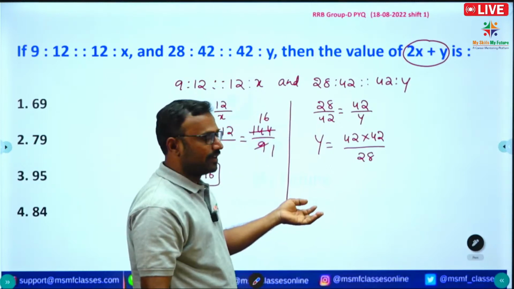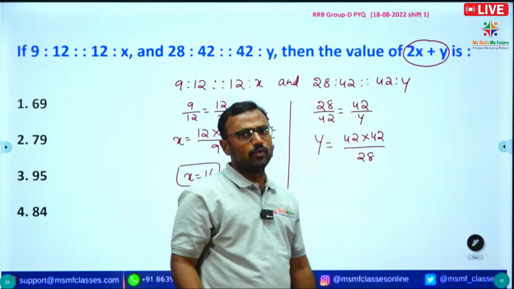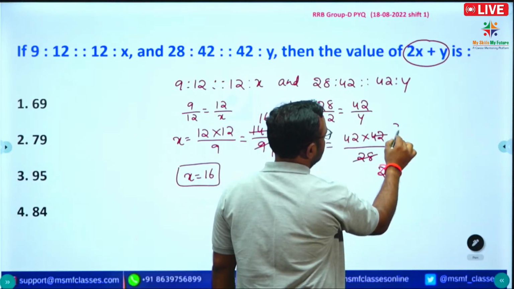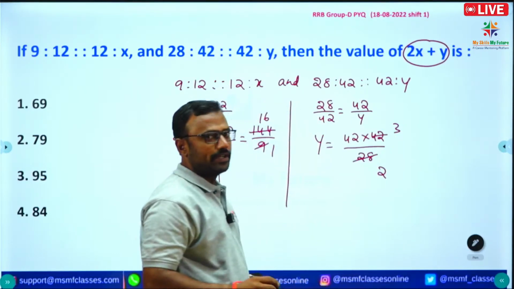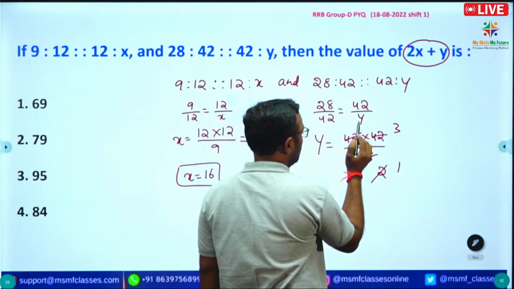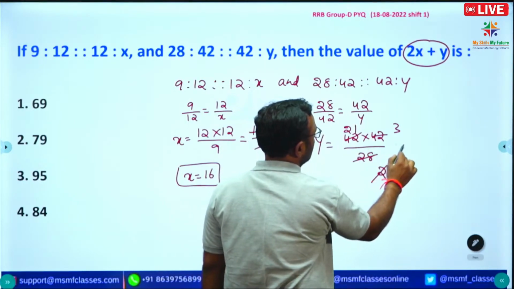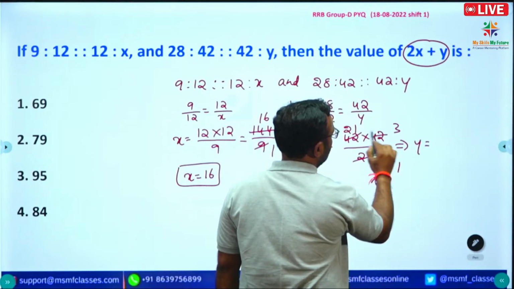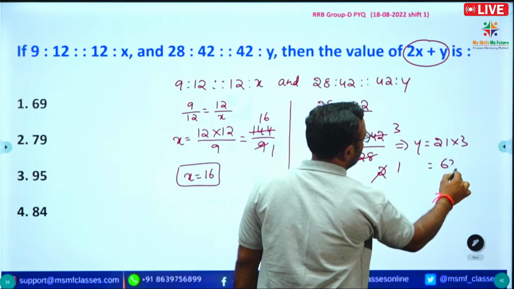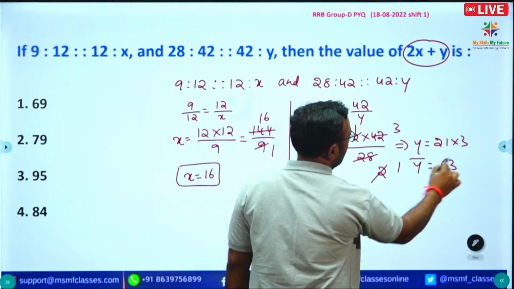So we see the number 28 and 42 in the 14 table. 14 2s are 28, 14 3s are 42. So 2 1s are 2, 21s are 42. So y is equal to 21 into 3, nothing but 63. So y is equal to 63.